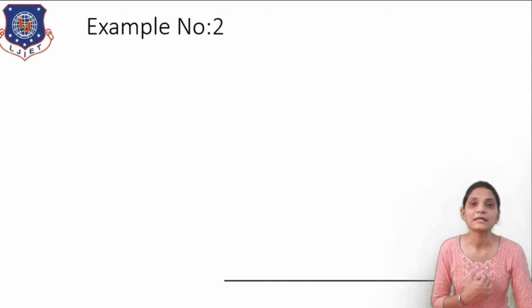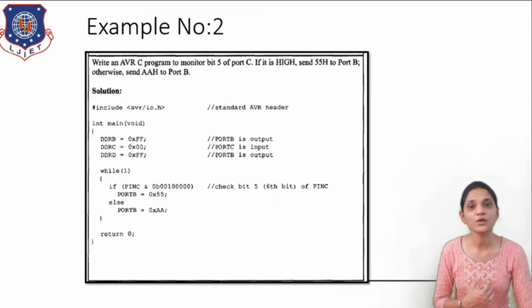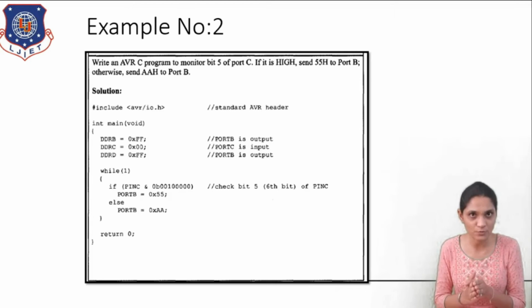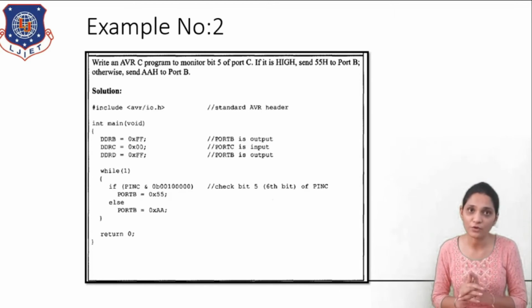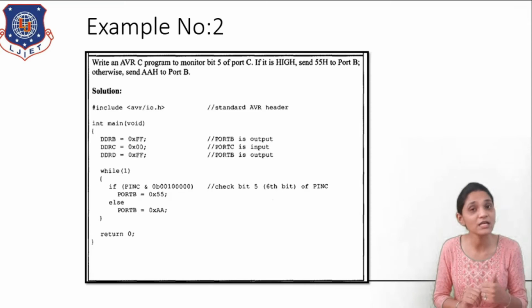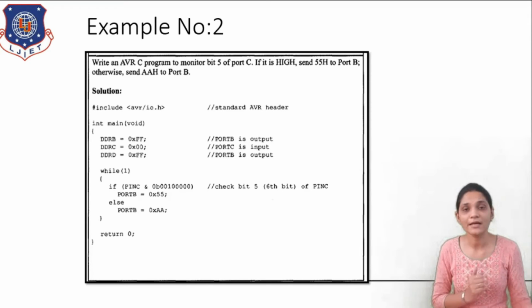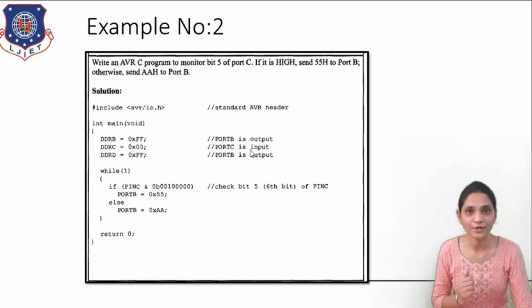Another example, let us see, in which we have to write the AVR C program to monitor bit number 5 of PORTC. That means actually the position is the 6th position. If it is high, then send 0x55 to PORTB, otherwise send 0xAA to PORTB. So first we will include the header file, that is avr/io.h.